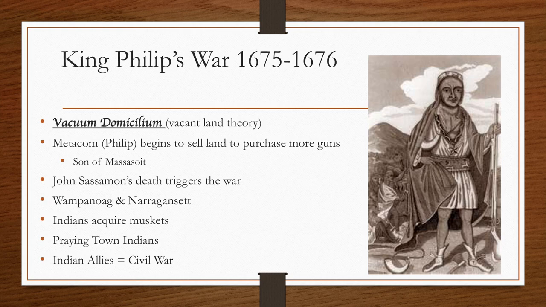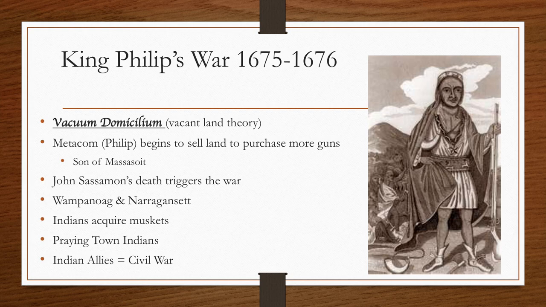1675, 1676, King Philip's War. Now, King Philip's War is the bloodiest war ever fought on American soil as far as death per ratio of population. To put it in context, in the Civil War about 6% of the population died, and that's a lot of people. I mean, if 6% of the population died in a war today, you're talking millions of people.